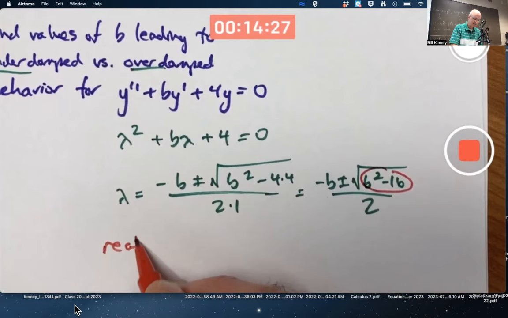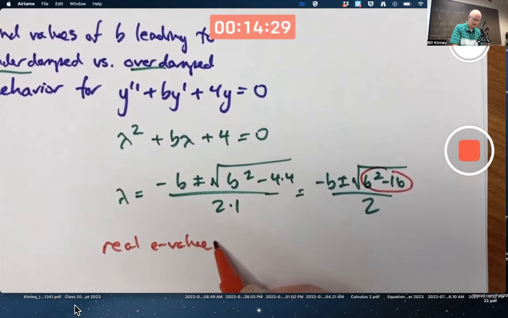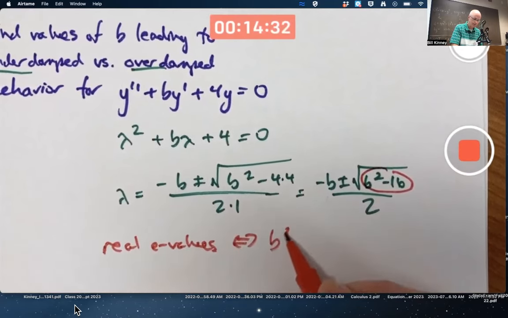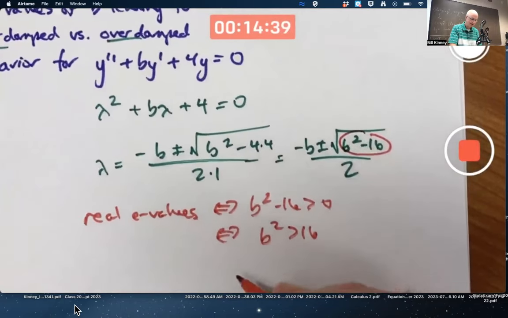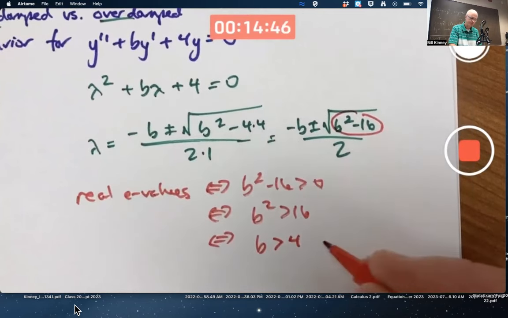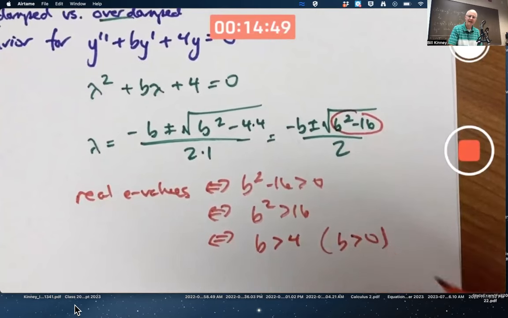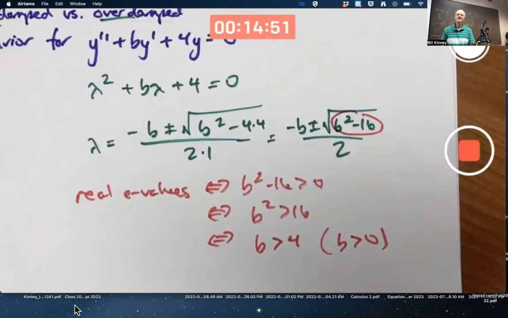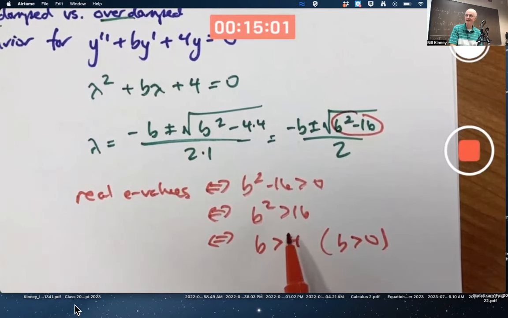Real eigenvalues if and only if b squared minus 16 is positive. So that's if and only if b squared is bigger than 16. Since b is positive, can't be negative, that's equivalent to b being bigger than 4. If you allowed a negative amount of damping, negative friction, could you do such a thing? Well, sure, mathematically you could. Then this condition would hold even when b was less than negative 4.